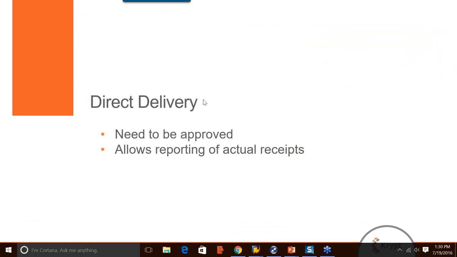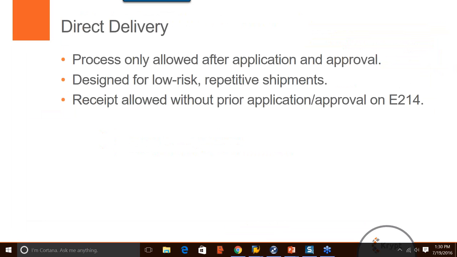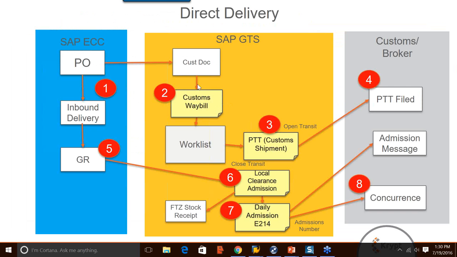Now we'll talk about the direct delivery process, which again brings goods into the zone, only this time without using an entry document. This is only allowed after application and approval. First step, again, starts with the customs waybill, but instead of an admission document, we directly file the permit to transfer with customs. Once that's filed, we're able to receive the goods. After receiving the goods, we can send the admission document to customs. And then again, the concurrence closes out that inbound movement.